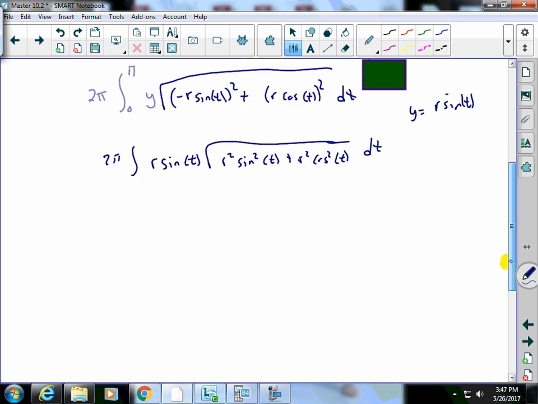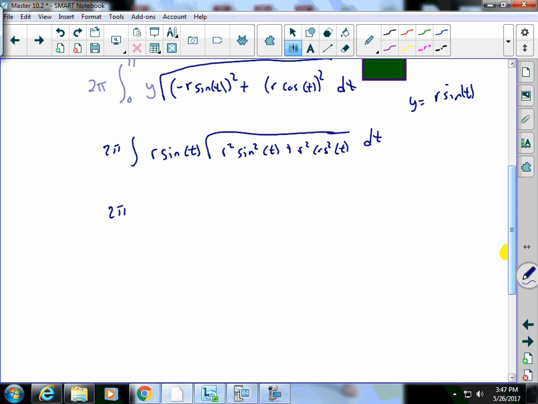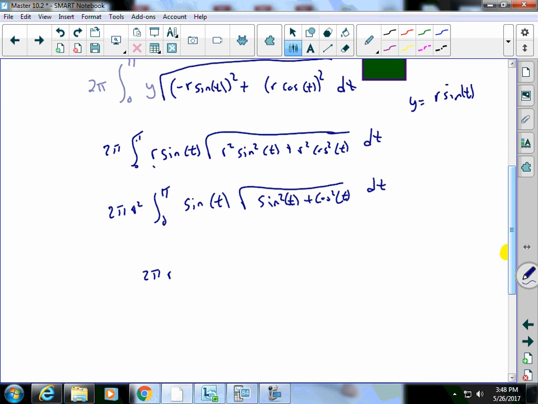Now let's see if we can get this correct. I got 2 pi. This r comes out. I get r squared because I multiplied that by r. 0 to pi. 0 to pi. I factor out r squared from sine squared t plus cosine squared t. Again, I apologize for that mistake. So I have 2 pi r squared from 0 to pi of sine t. This part here goes to 1. Now, let's integrate this.